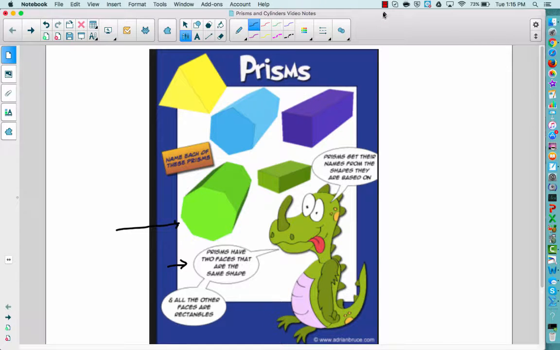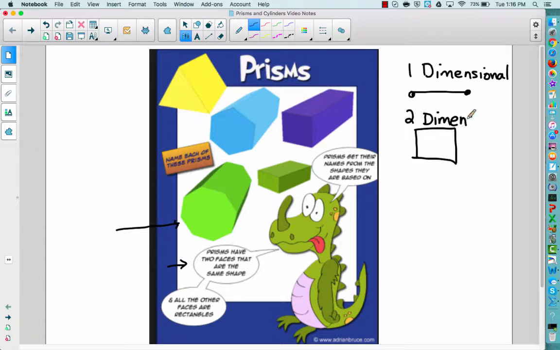Hi everyone. So today we're going to go into the world of the third dimension in geometry, and we're going to be discussing prisms. So far this year we've spent a lot of time working on one-dimensional figures like a segment. Okay, so a segment is one-dimensional. And then in the most recent unit we were looking at squares and rectangles, which were two-dimensional. And today we're going to be looking at prisms, which are three-dimensional figures.